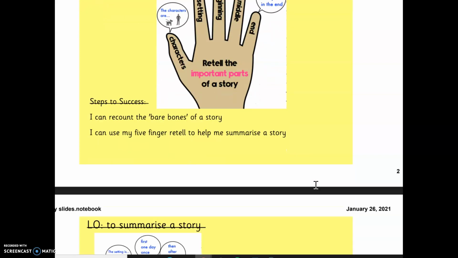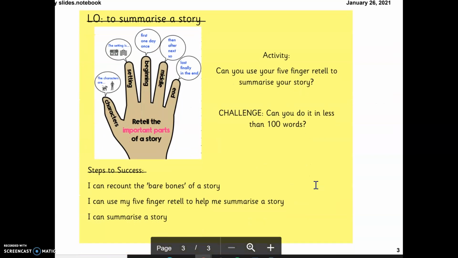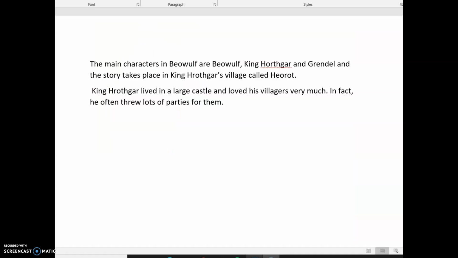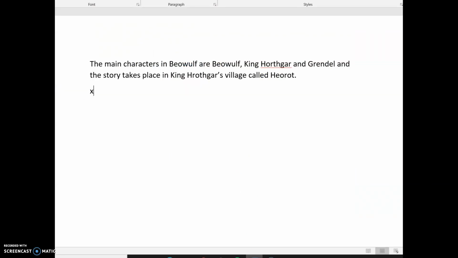So I'm going to show you an example in a minute, but what I would like you to do today is to use that 5-finger retell to summarise the story. So let's have a go together and I can show you my example and then you can have a go yourself. Okay, so I'm going to start my summary with my 5-finger retell by looking at my first 2 fingers, which are setting and characters. So you can see I have started with the main characters in Beowulf are Beowulf, King Hrothgar and Grendel, and the story takes place in King Hrothgar's village called Heorot. We have talked about the characters, we have talked about where it is set, the setting.